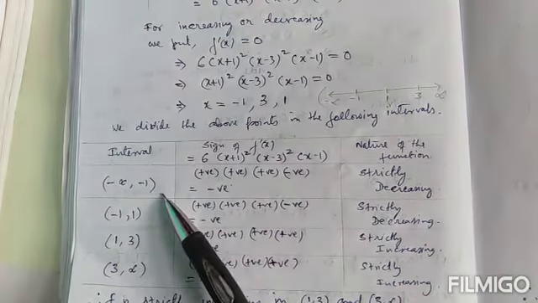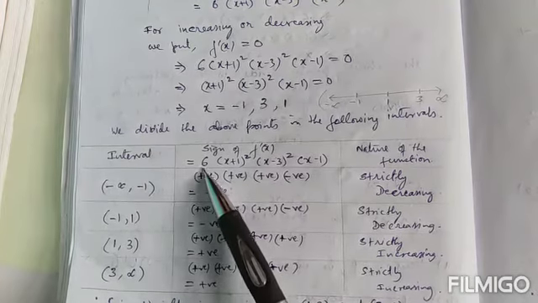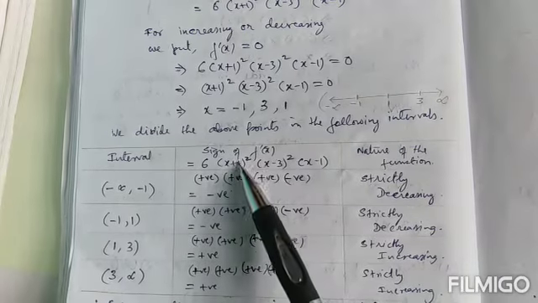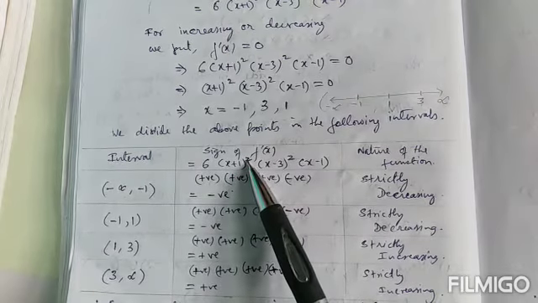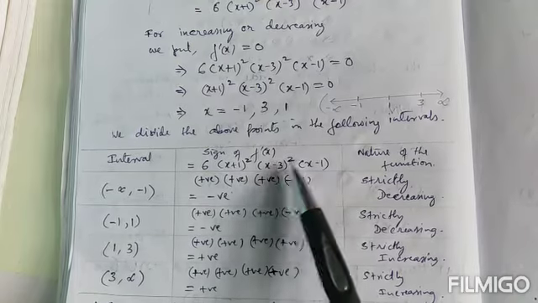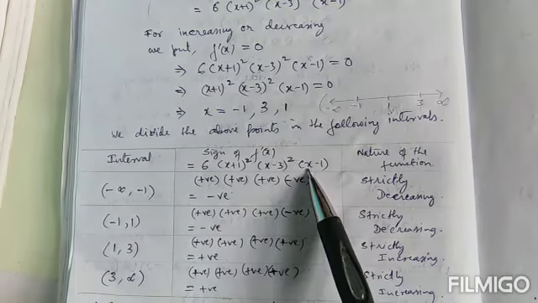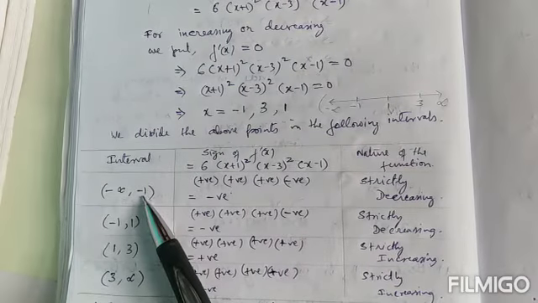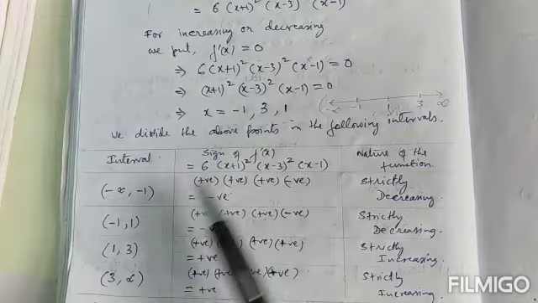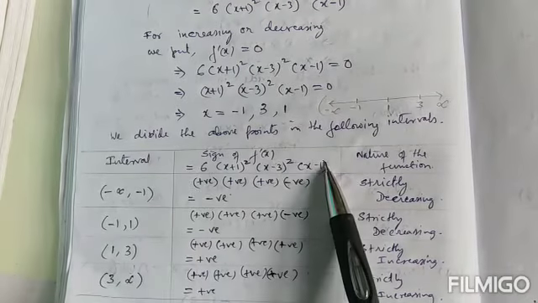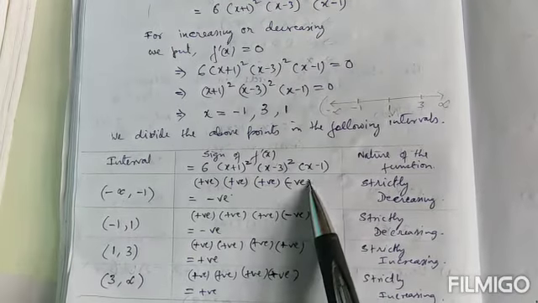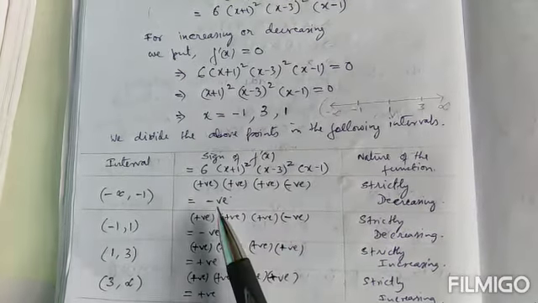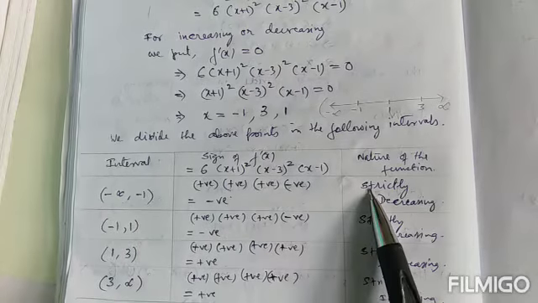So for the first interval, let me check. 6 is always positive, so I write plus, positive. (x + 1)^2: anything that contains a square will always be positive. (x - 3)^2 is also positive, so we check only for this one. Take any point from here. I'll take minus 2, because after minus 1, this side will come minus 2, minus 3, minus 4. Minus 2 minus 1, you'll get minus 3, so it will be negative. So multiply all this, plus into plus into plus into minus, you'll get minus. When it is negative, that means strictly decreasing.